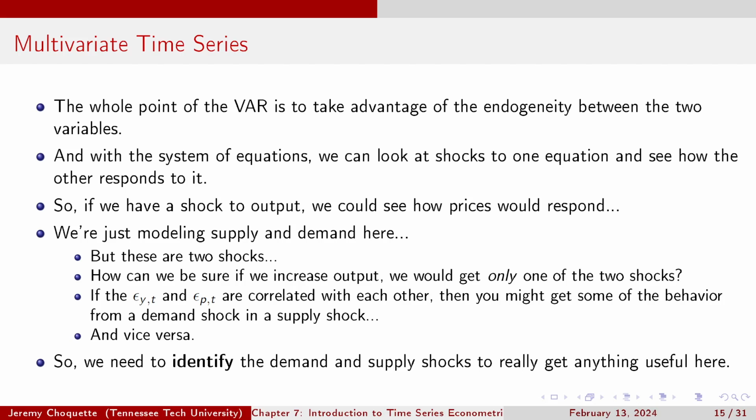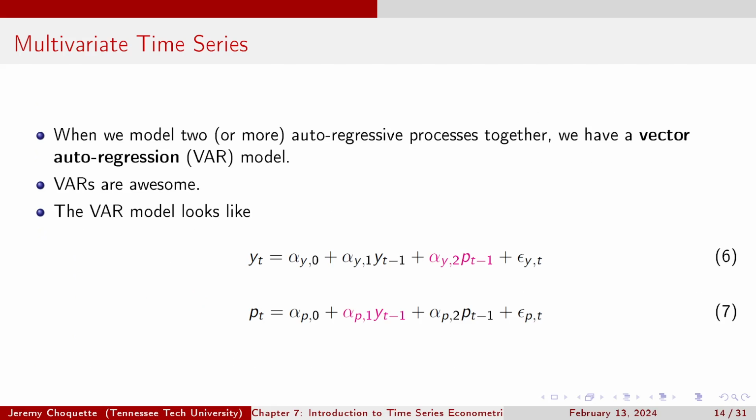Now, the thing is, I've got two equations. And if I've got two equations, right, remember if you've got in algebra 2, you have a system of equations. If you've got two equations and two unknowns, you can solve uniquely for those two unknowns. Think of it the same way here, just in terms of like shocks. If I've got two equations, I've got two sources of shocks. Now, where are the shocks going to be coming from? Well, the shocks come from these residual terms, the epsilon y and the epsilon p.